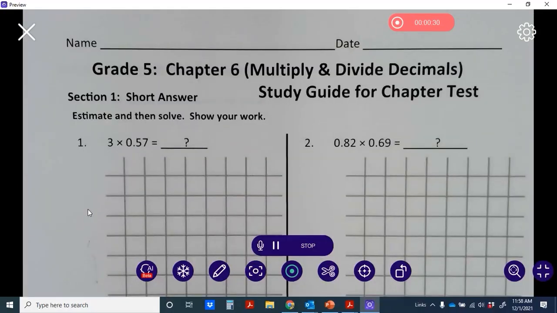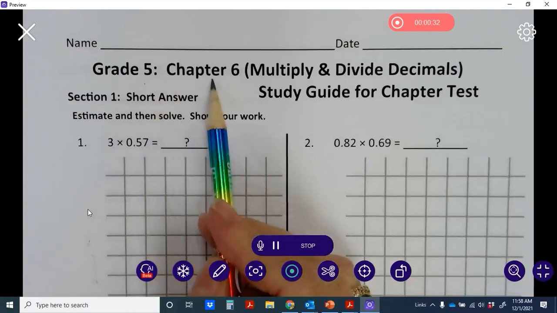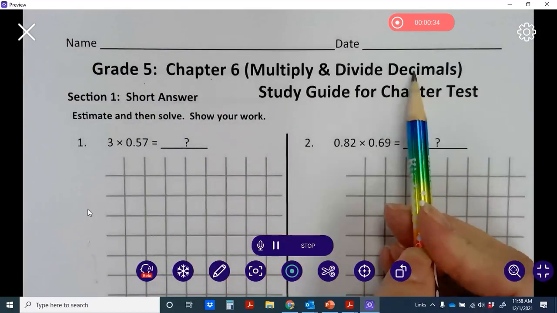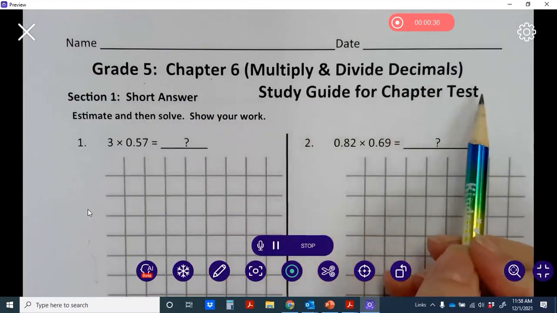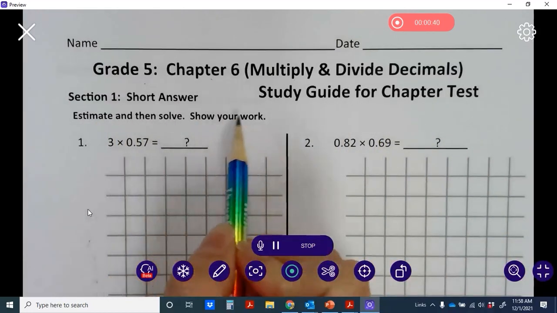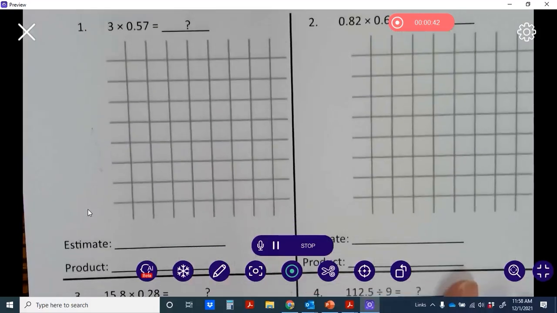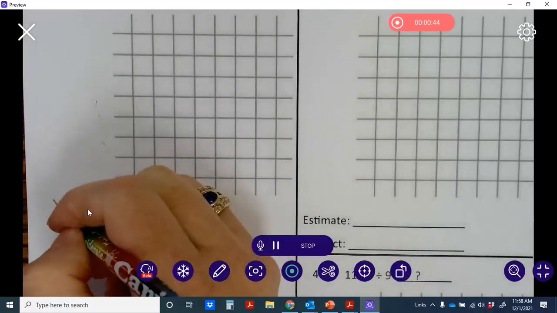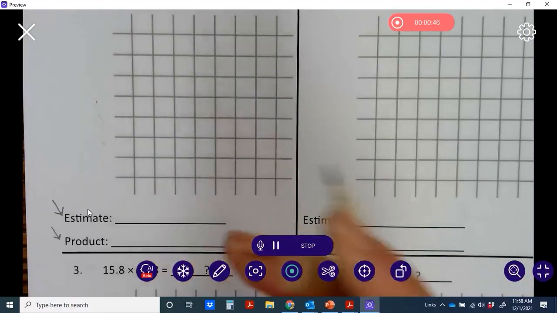Hello, fifth graders. This is Mrs. Smith, and we're going to go over the Grade 5, Chapter 6, which is Multiply and Divide Decimals, study guide for your chapter test. Okay, you're going to estimate and then solve, show your work. All right, so just so we can see there, you have to estimate and then you need to solve.